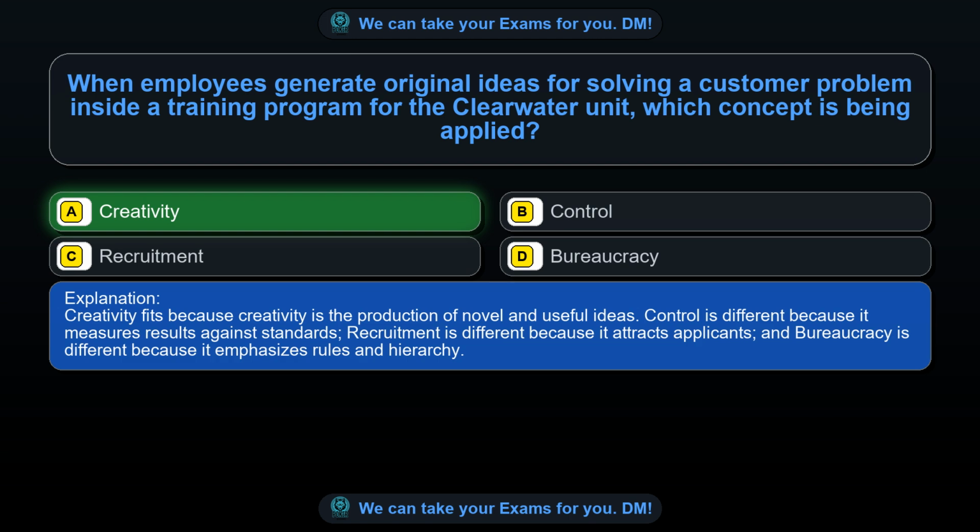Creativity fits because creativity is the production of novel and useful ideas. Control is different because it measures results against standards. Recruitment is different because it attracts applicants, and bureaucracy is different because it emphasizes rules and hierarchy.